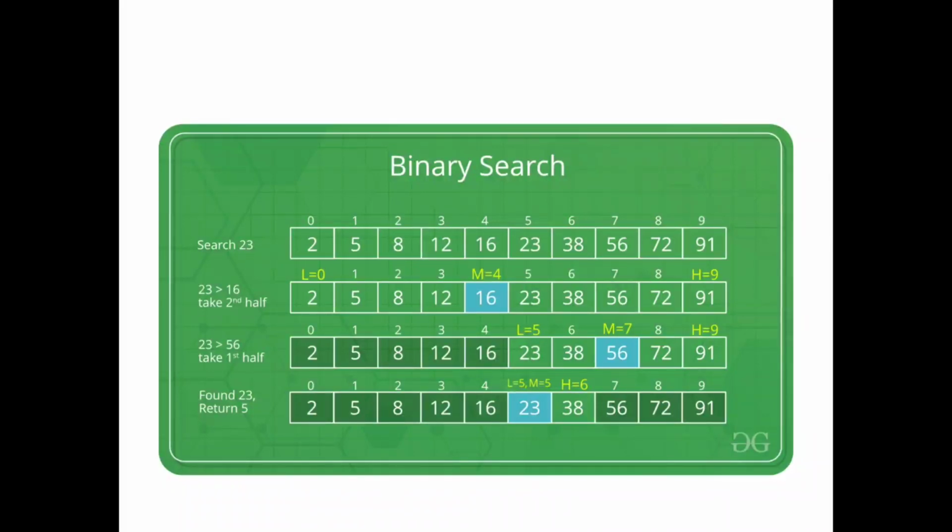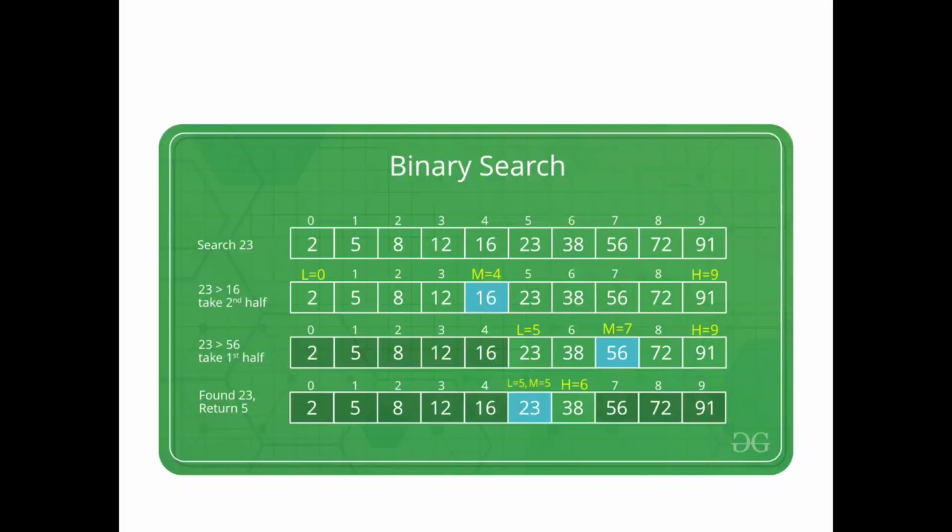Next, the highest element is the last position, that is 91. That is low plus high by 2, which is 5 plus 9 by 2, that is 14 by 2. 14 by 2 is nothing but 7. The middle element is nothing but 7. Next, 56 and 23 are compared. 23 is the lesser element, that's why we have to pass to the left sublist. Next, in the left sublist we have only two elements, that is 23 and 38.